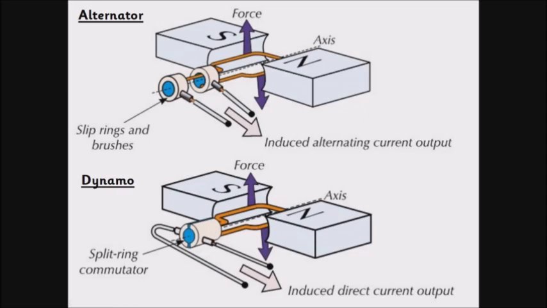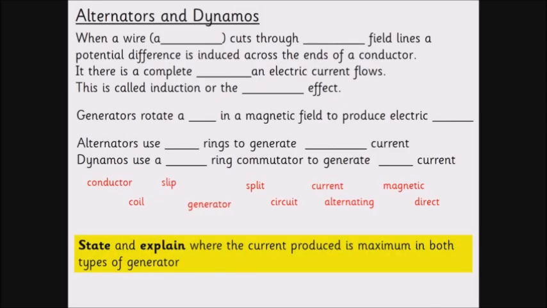Okay, so if we just move on a little bit, let's see if we've got all this. When a conductor cuts through magnetic field lines, a potential difference is induced across the ends of the conductor. If there is a complete circuit and electric current flows, this is called induction, or the generator effect.